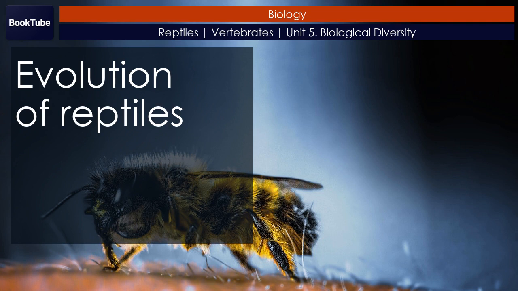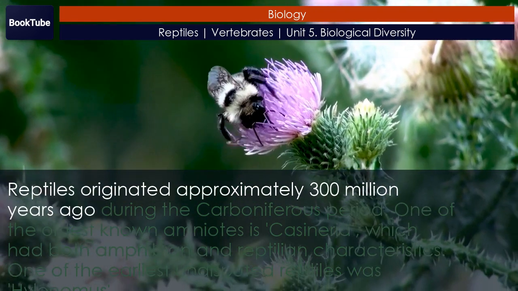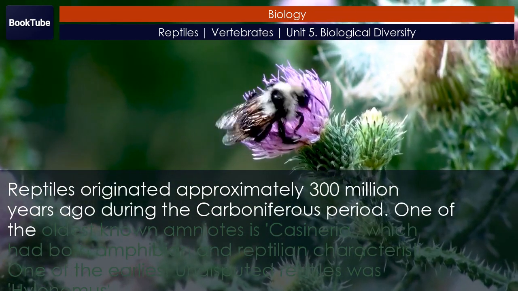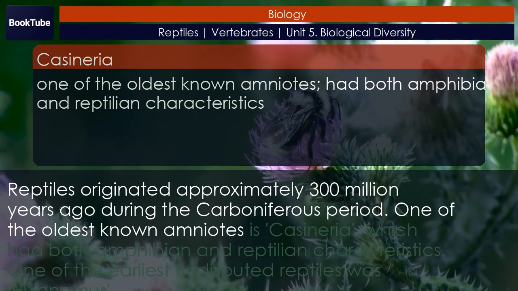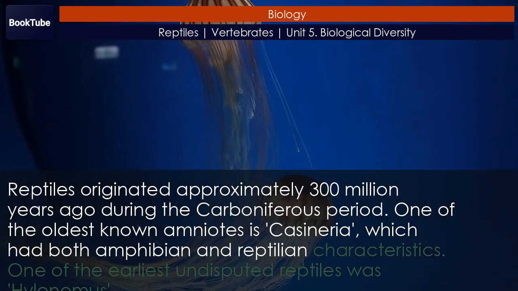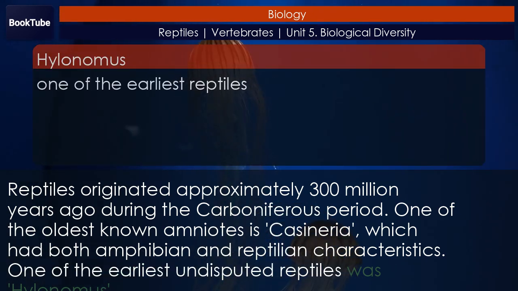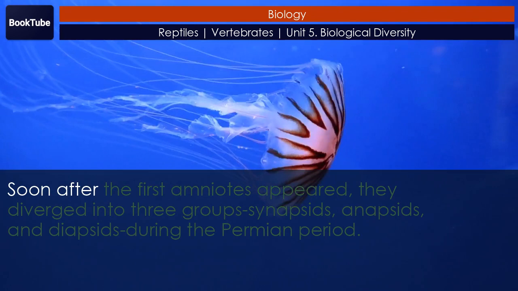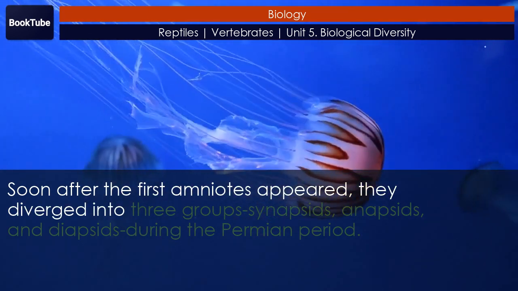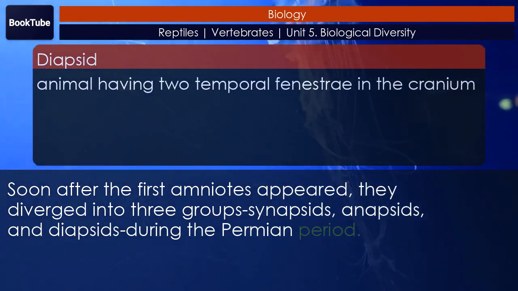Evolution of reptiles. Reptiles originated approximately 300 million years ago during the Carboniferous period. One of the oldest known amniotes is Casineria, which had both amphibian and reptilian characteristics. One of the earliest undisputed reptiles was Hylonomus. Soon after the first amniotes appeared, they diverged into three groups: synapsids, anapsids, and diapsids during the Permian period.